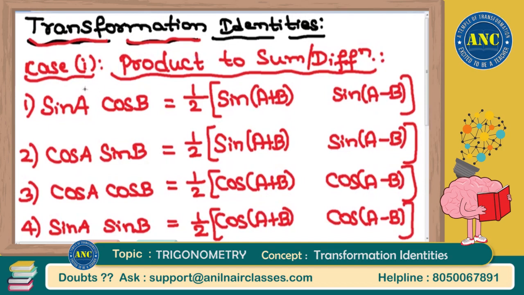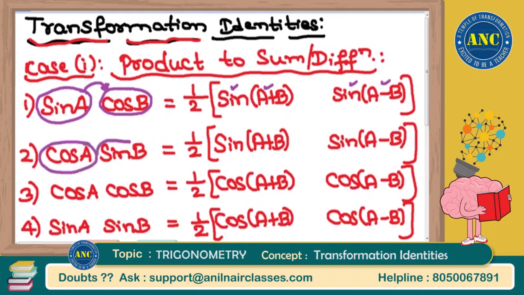Can I say that first one is sine, second one is cos? If two trigonometric functions given on the left hand side are different, right hand side you should express in terms of sine. One time add the angles, other time subtract the angles. Similarly, second, first one is cos, second is sine. Again two trigonometric functions are different. Whenever two trigonometric functions are different, express in terms of sine. Add the angles, subtract the angles.